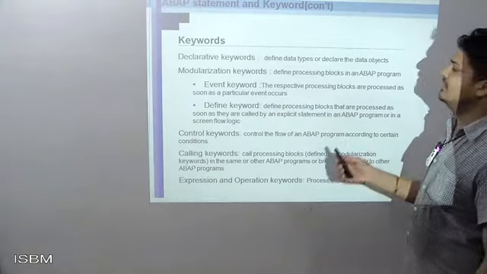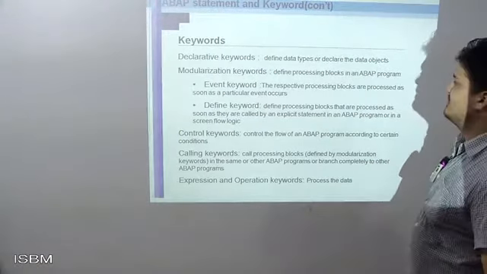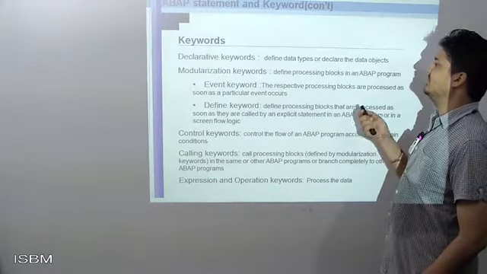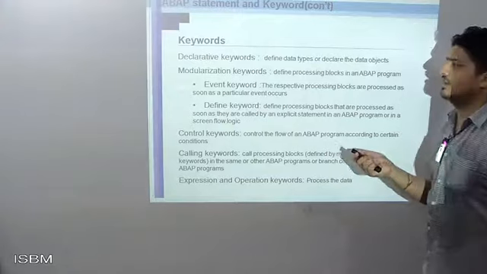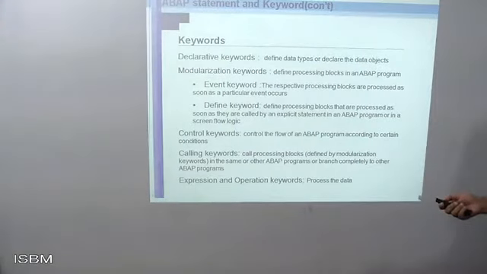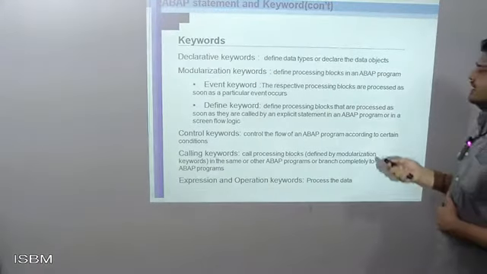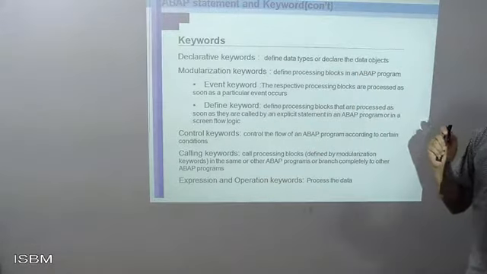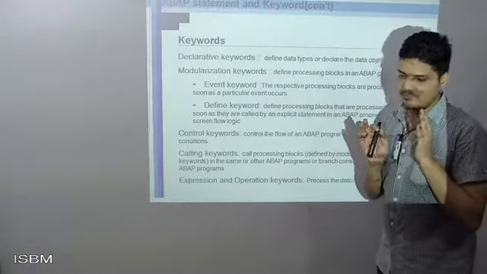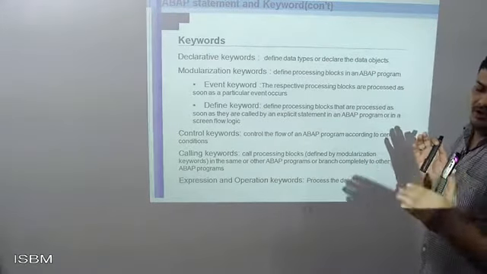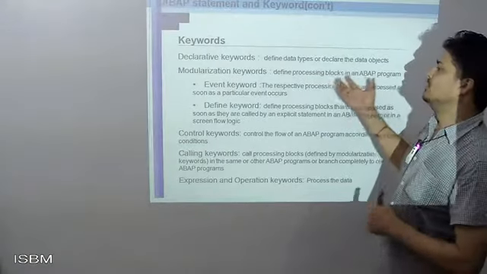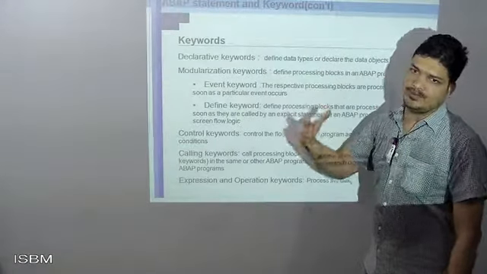Then we have some keywords in the ABAP system, which we'll see over here. We have declarative keywords, which define data types and declare data objects. We have some modularization keywords. In the event keywords, we have define keywords, control keywords, calling keywords. So start with the declarative keywords, which define data types and declare the data objects. What are they doing when you are writing a program? For whatever constants or data objects you are using, you need to define those data objects at the top of the program.